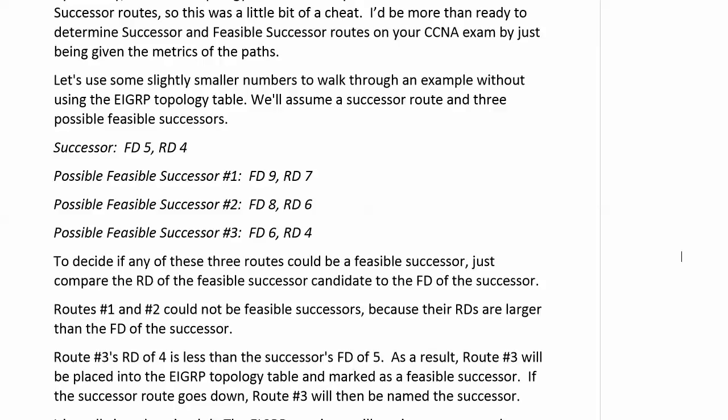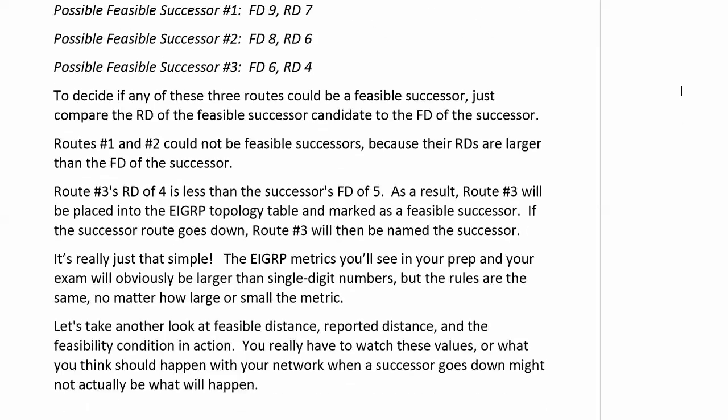So EIGRP just looks at it and says, hey, there's a possible routing loop there, I'm not even fooling with it. But as long as the reported distance of the possible FS is lower than the FD of the successor, then EIGRP says, you know what, you're not so bad, you can come in, we'll put you in the topology table. So this is all about avoiding routing loops.